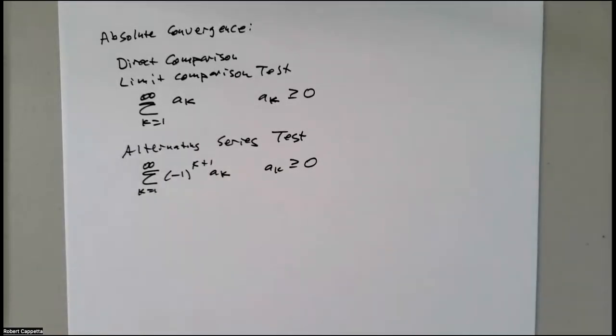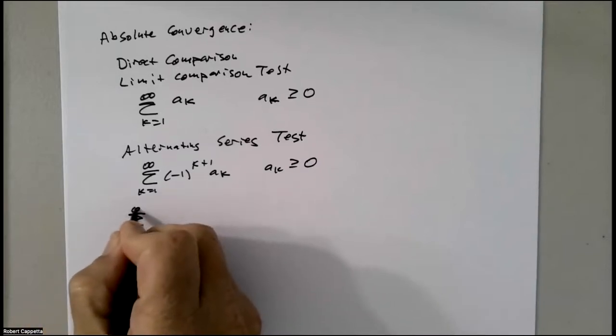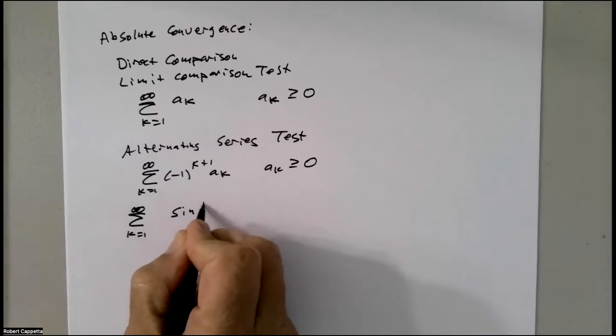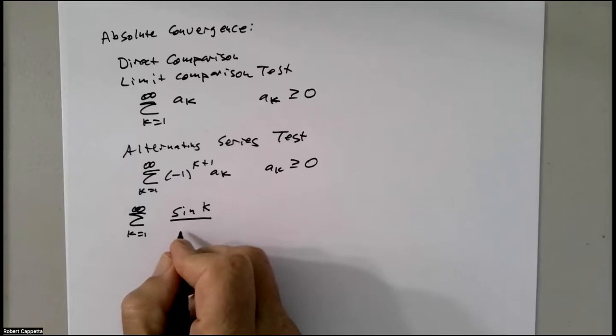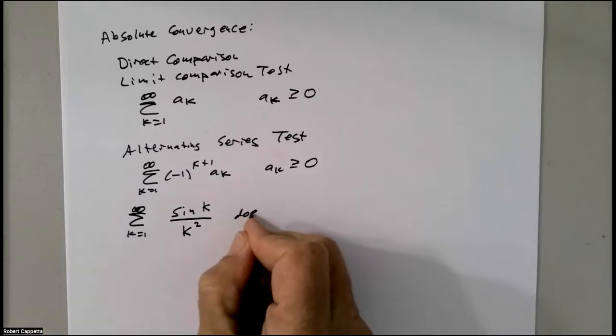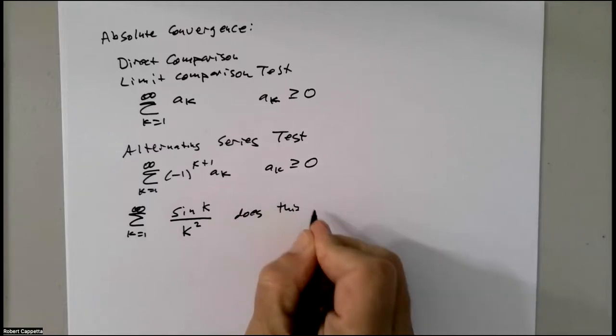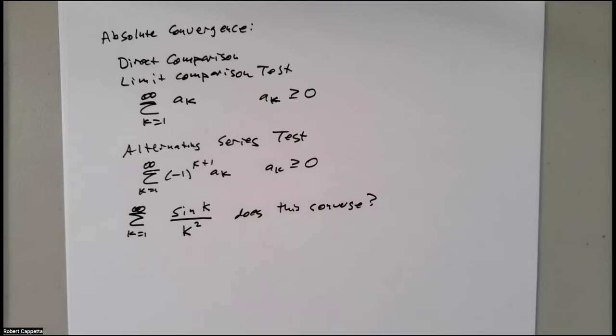Well, what about something like this? The sum as k goes from 1 to infinity of sine k over k squared. So it is not always positive because sine is negative sometimes. And it's not alternating. It's not like it alternates from negative 1 to positive 1. So the question is, does this converge or not? Does this converge, and how can we prove it if it does? That's what we need to think about.